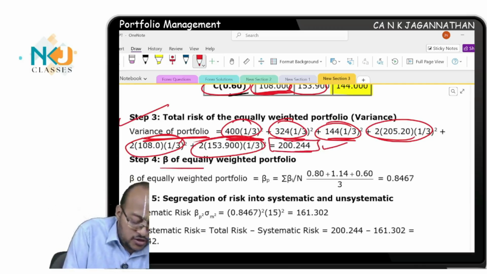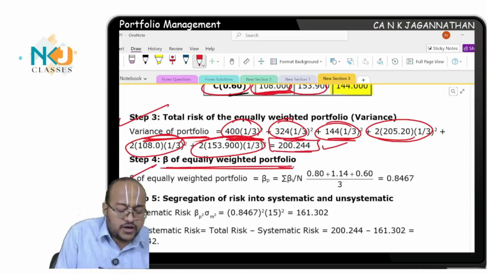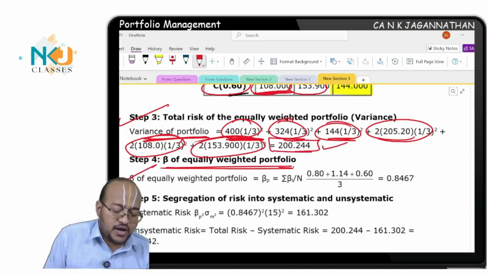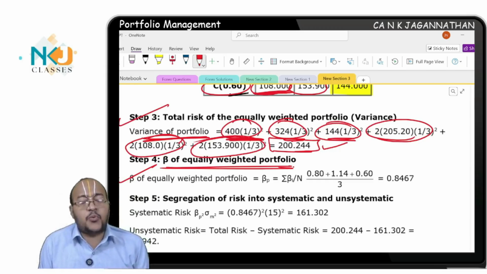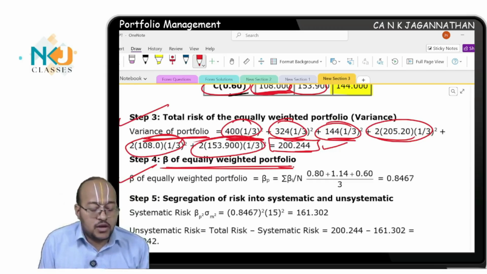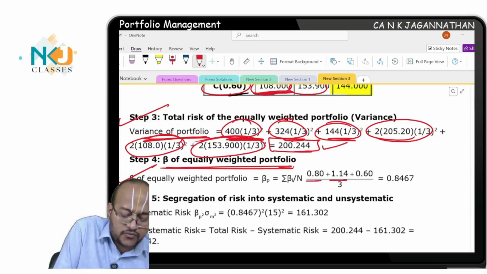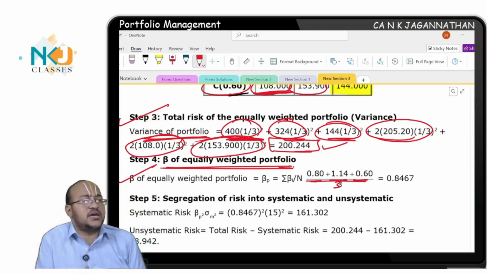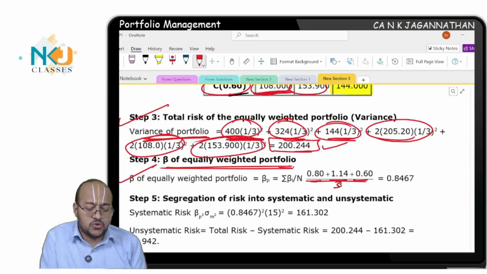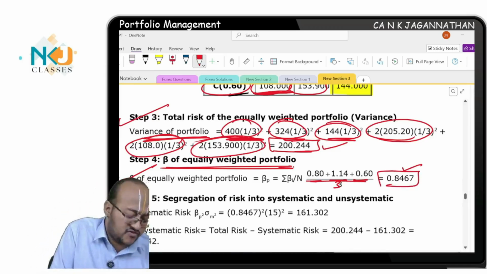Okay, next step, beta of equally weighted portfolio. Beta of equally weighted portfolio means you have to find out portfolio beta where the weights are equal, which means 0.8 plus 1.14 plus 0.6 divided by 3. Why? Because equally weighted, the simple average will be the weighted average. So it will be equal to 0.8467. Are you listening? This is portfolio beta.